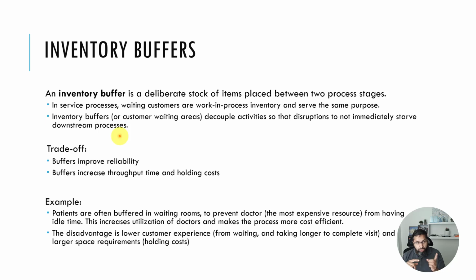But it increases throughput time. Any WIP, even 1 unit of WIP, is going to increase your throughput time and it's going to increase your holding costs. So how much is the benefit versus the cost?